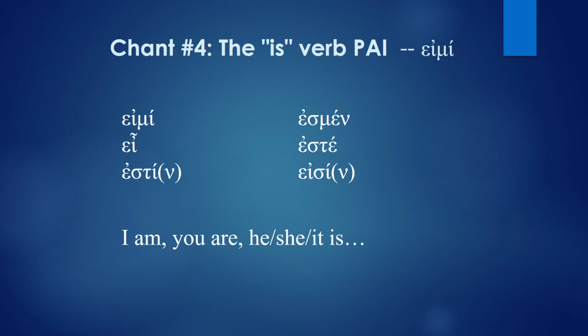First person plural, esmen, we are. Este, second person plural, you are or y'all are. Eisin, third person plural, they are. And now we'll just say the chant through 3 times without explanation, just the chant.